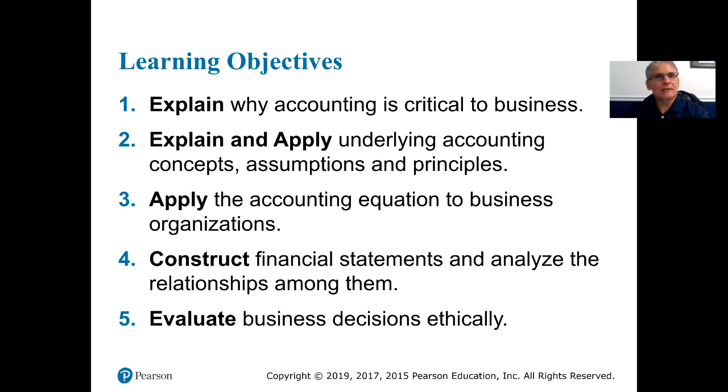There are 5 learning objectives we will review in Chapter 1. The first learning objective is to explain why accounting is critical to business. Number 2, we're going to explain and apply underlying accounting concepts, assumptions, and principles. Number 3, we're going to apply the accounting equation to business organizations. Number 4, we're going to construct financial statements and analyze the relationship among them. And then number 5, we're going to evaluate business decisions ethically.